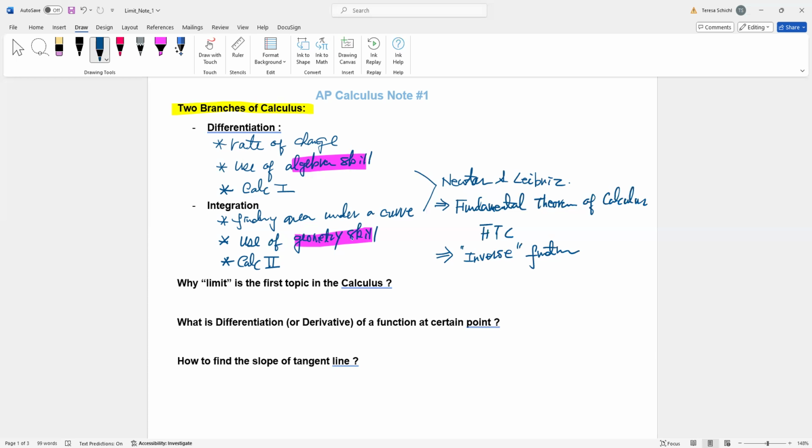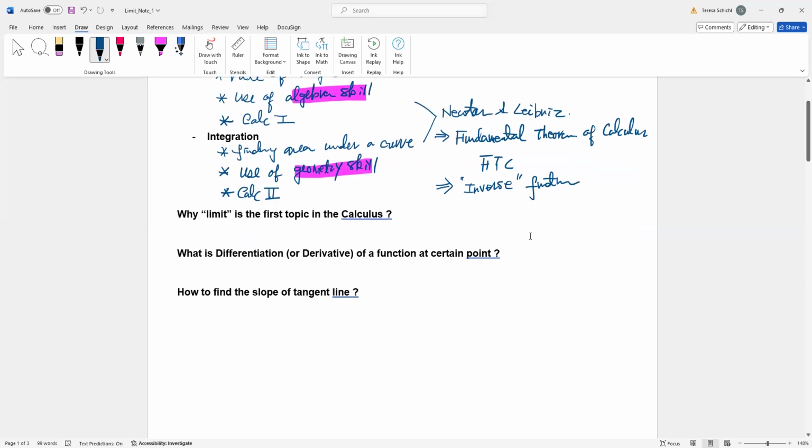So that is the very high-level view of calculus. We have differentiation and integration. Integration was developed earlier than differentiation, but around the world, Calculus 1 will always start with differentiation, and then we go to integration. I think it is because the derivative in general is somehow easier than integration. So now this is the basic idea about the two branches of calculus.